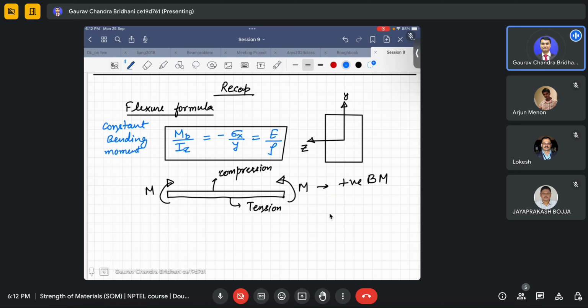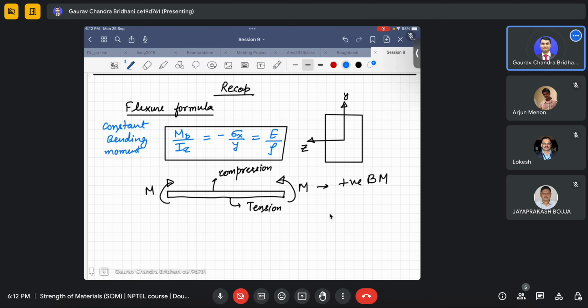Okay, it was said that the bending moment does not vary, it remains constant. We have derived this formula. But when we used it in the last session, we used it also for those problems where the bending moment was not constant. So basically what we are saying is that even though we derived the formula for constant bending moment, we can use it even for the case where the bending moment is varying.